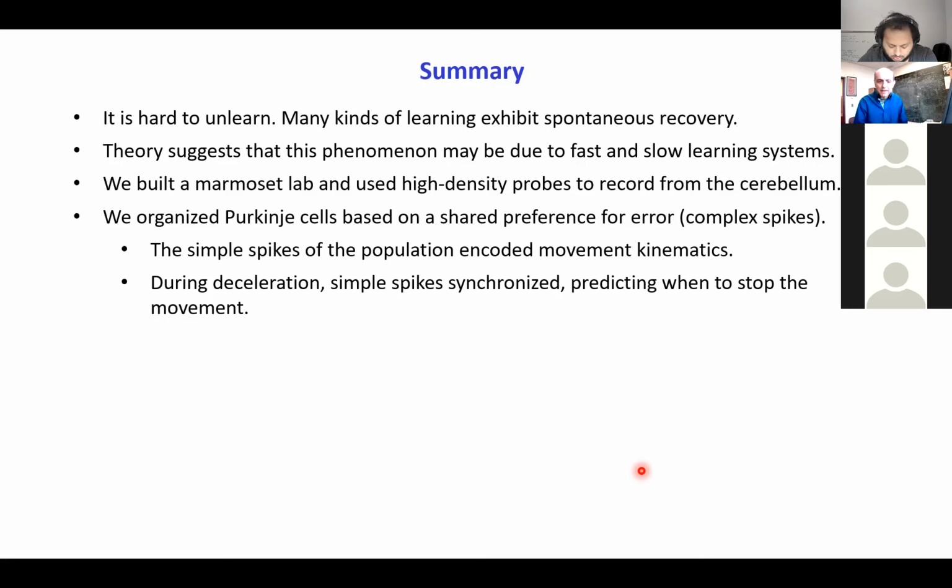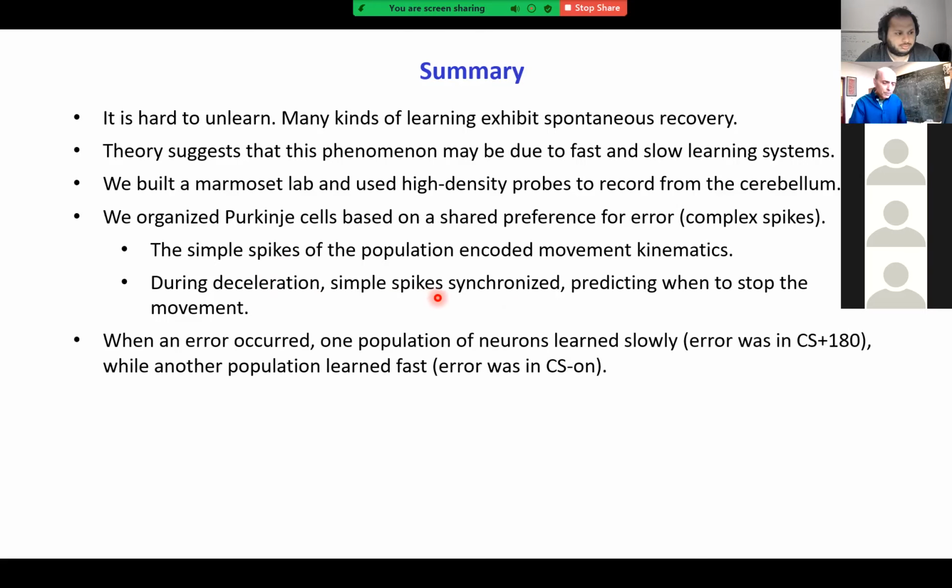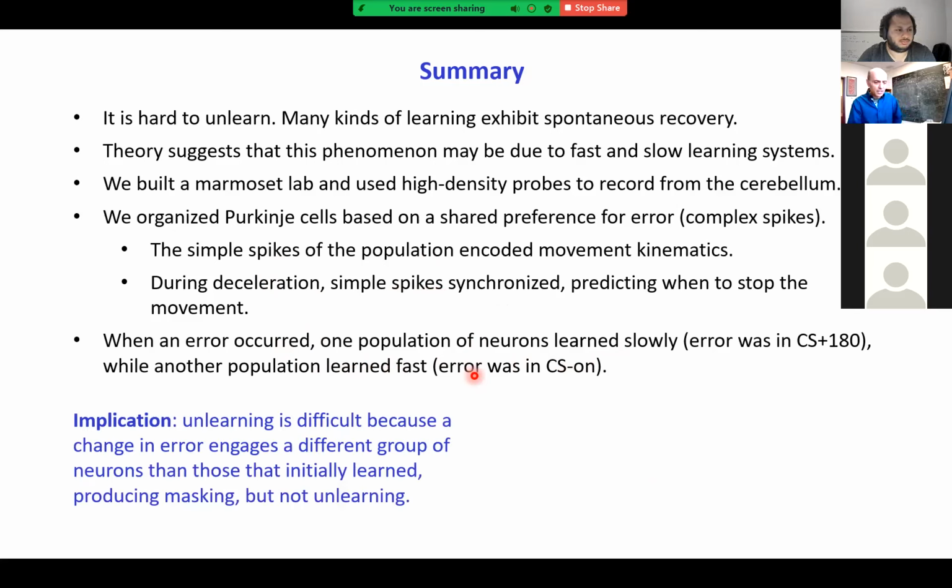And when we did that, we saw that during decelerations, the simple spikes paused, went below baseline, but then had synchronous activity between them. When an error occurred, one population of neurons learned slowly while another learned fast. And we think the implication is that unlearning is difficult because a change in error engages a different group of neurons than those that initially learned, producing masking, but not unlearning.